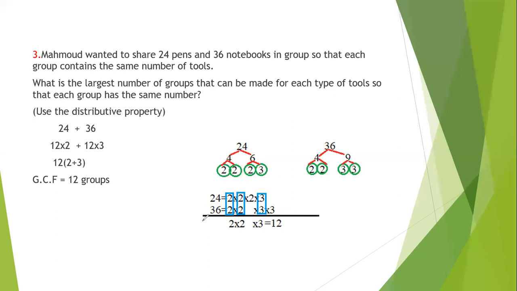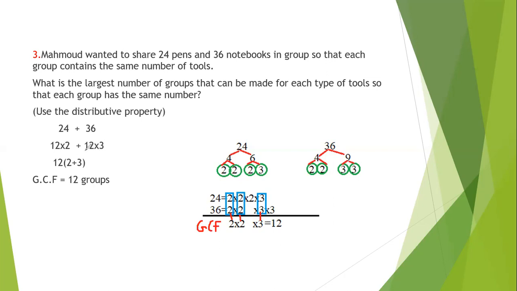Now let's get the GCF. How can I find the GCF? Write 24 as 2 times 2 times 2 times 3. Then 36 as 2 times 2 times 3 times 3. I write 2 under 2, 2 under 2, 3 under 3, and the extra ones are left out. The GCF is the common factors in each column. So 2 times 2 is 4, times 3 is 12. This is the greatest common factor, and this is the number of groups.